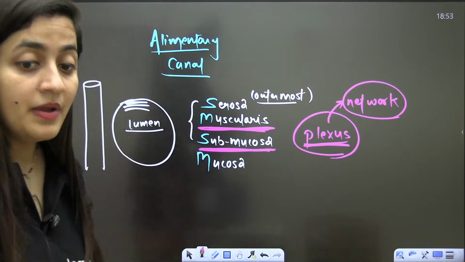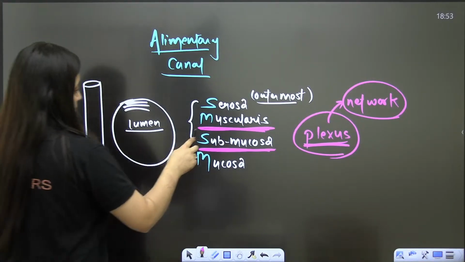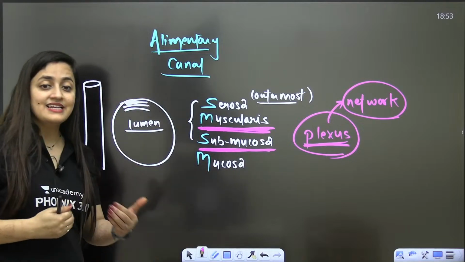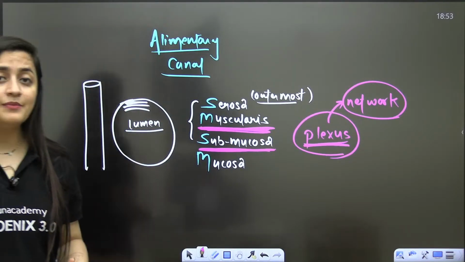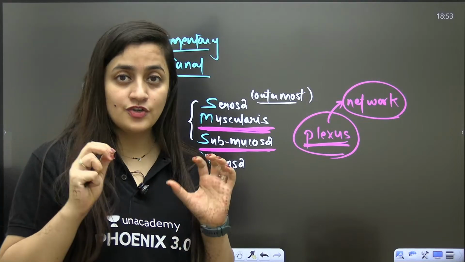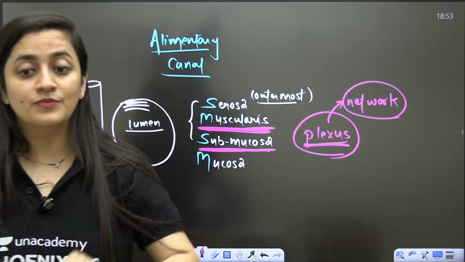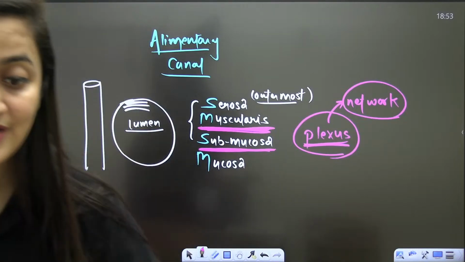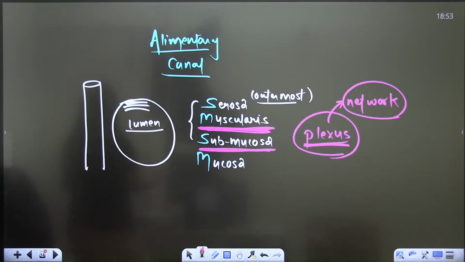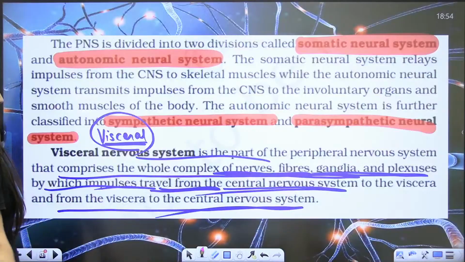I don't know whether you remember it or not, but we talk about the Meissner's plexus and the myenteric plexus. That is a network of nerve fibers in our alimentary canal, which helps in stimulating secretion and also guides the smooth muscles on when to contract or relax. That is important for peristalsis, if you remember.